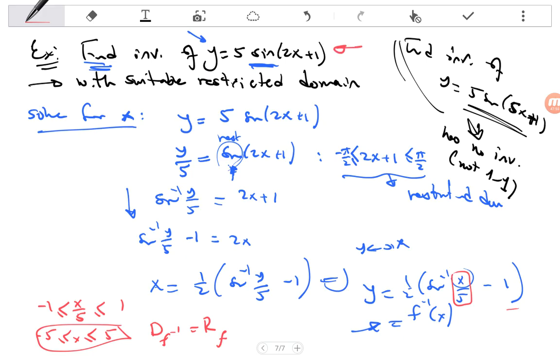It is obvious from this case. This is exactly the range. Yes, I have an amplitude of 5, so our range, instead of being from negative 1 to 1, will be from negative 5 to 5. And that is exactly the range of our problem.